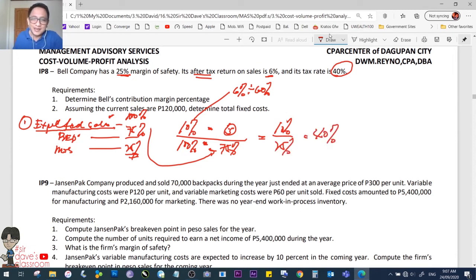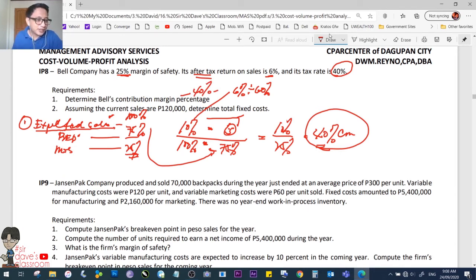Now, mind you, again, we don't usually use income dun sa taas. But when we do, sabi natin, the related figure na makukumpute natin dito would be contribution margin and not related to the variable cost. Therefore, the 40% here is the answer to number 1. Contribution margin percentage, 40%.